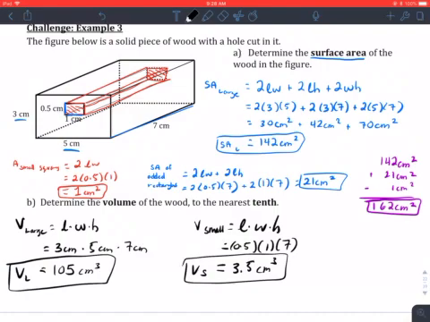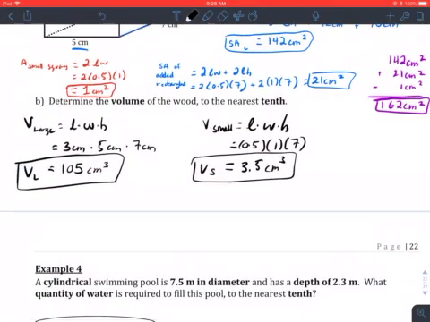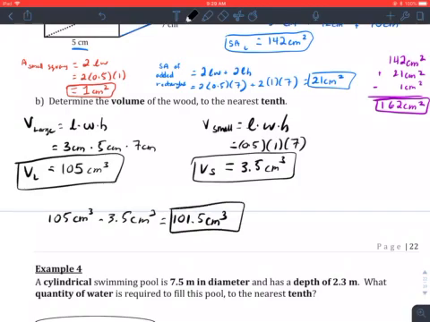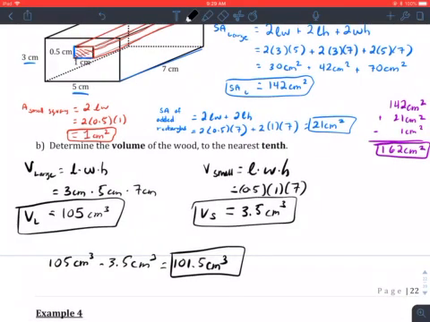Volume small. Okay, so what we're going to have to do is subtract those two values to get rid of the volume that's not there, and we'll round to the nearest tenth. So 105 centimeters cubed minus 3.5 centimeters cubed, and we get 101.5 centimeters cubed as my final volume. Okay, so as you can see, volume much, much, much easier to work with.